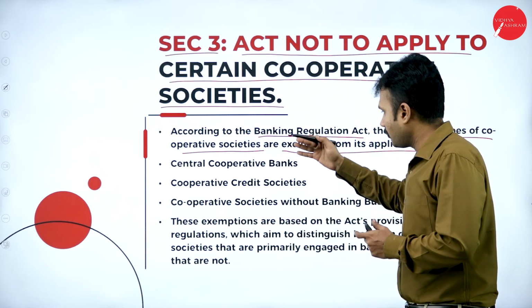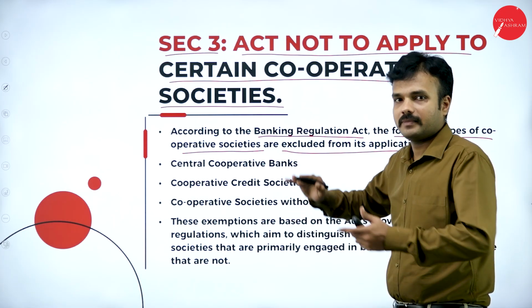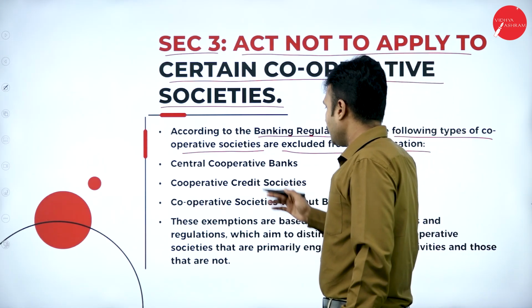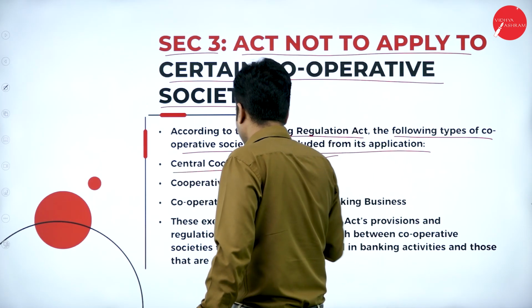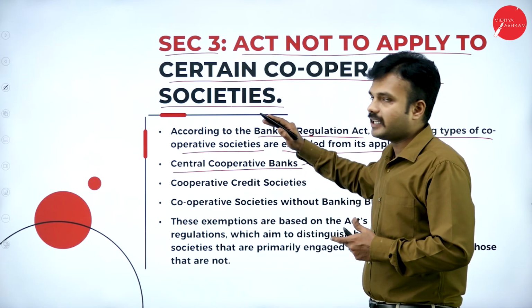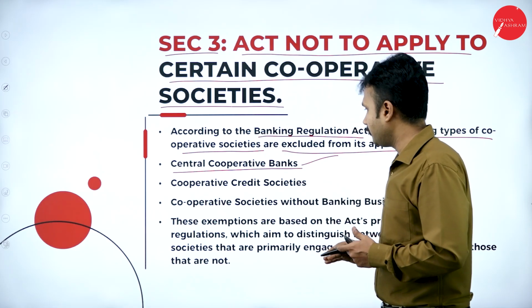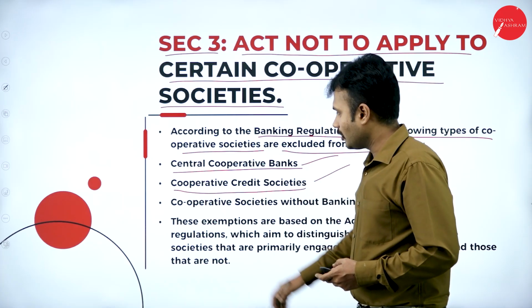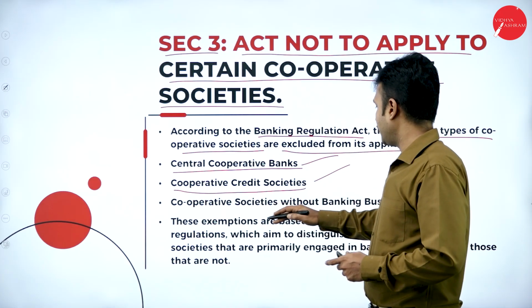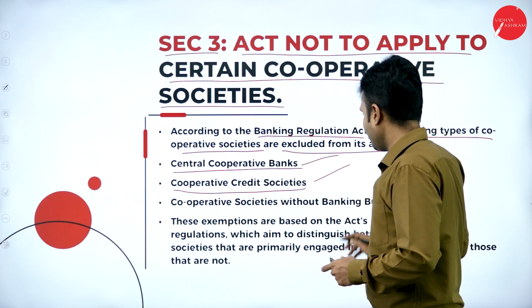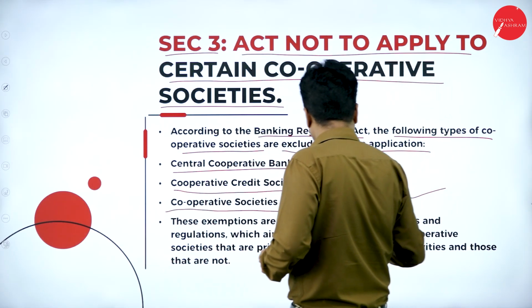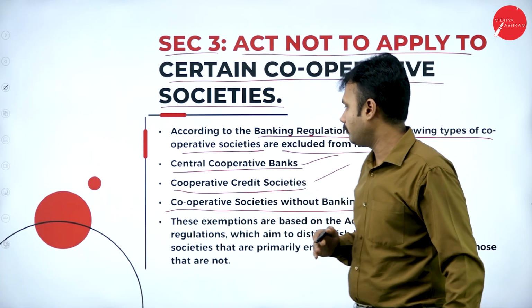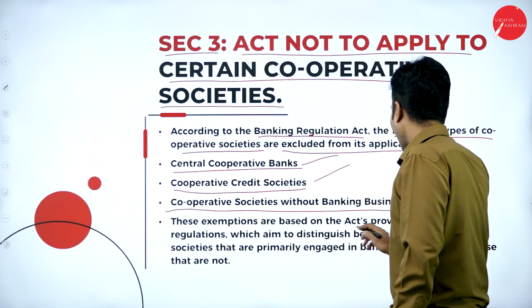Okay, so there are some cooperative societies which are excluded from the application of the Banking Regulation Act 1949. Number one, central cooperative banks. For central cooperative banks, this Banking Regulation Act 1949 is not applicable, and also it is not applicable for cooperative credit societies, and also for cooperative societies without banking business. For these three kinds of cooperative societies, the Banking Regulation Act of 1949 is not applicable. These exemptions are based on the Act's provision.